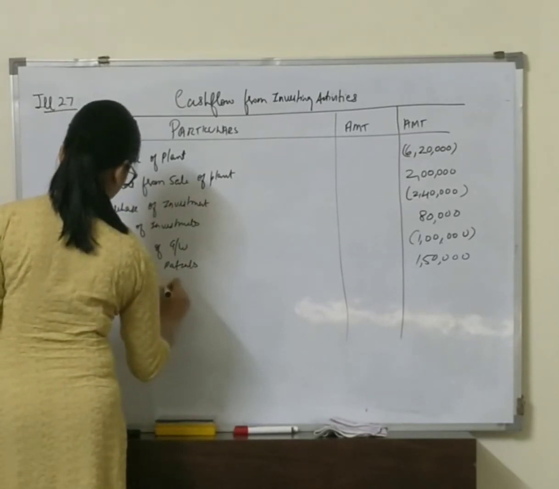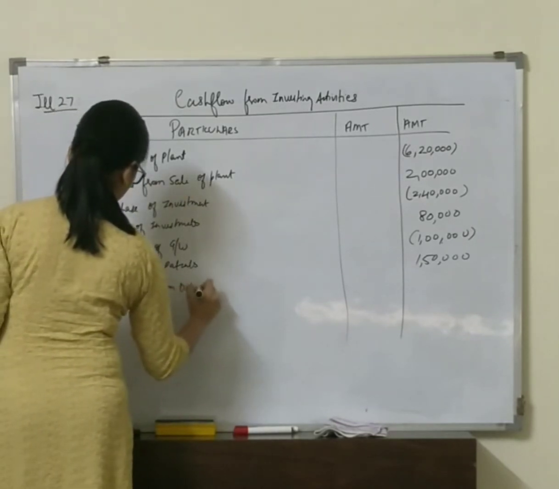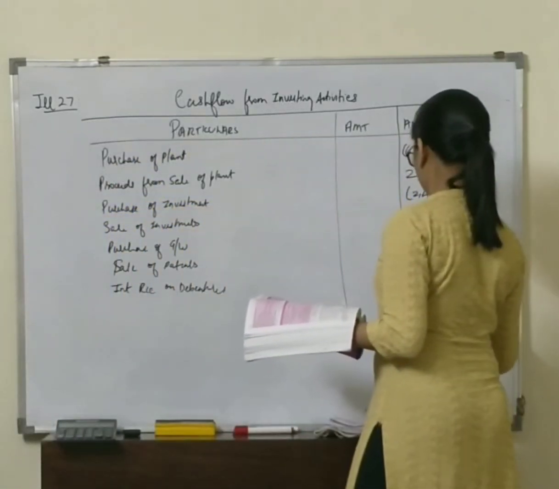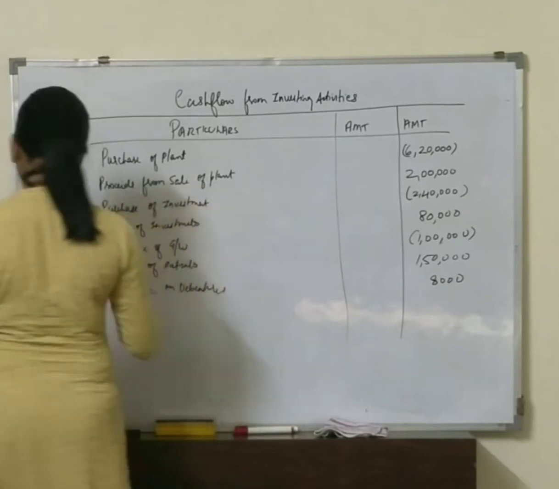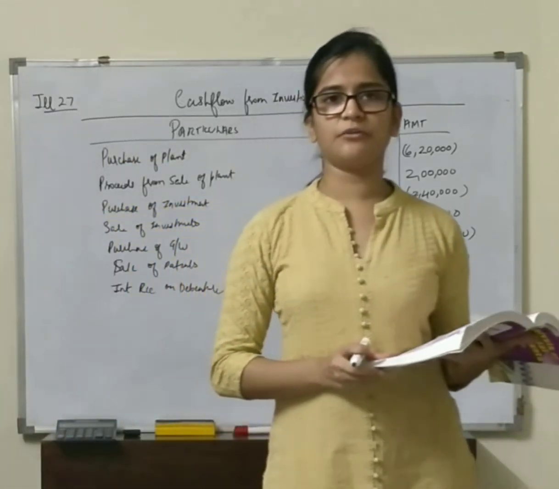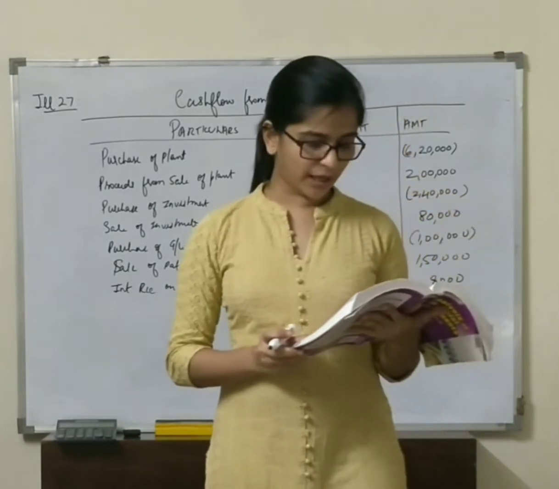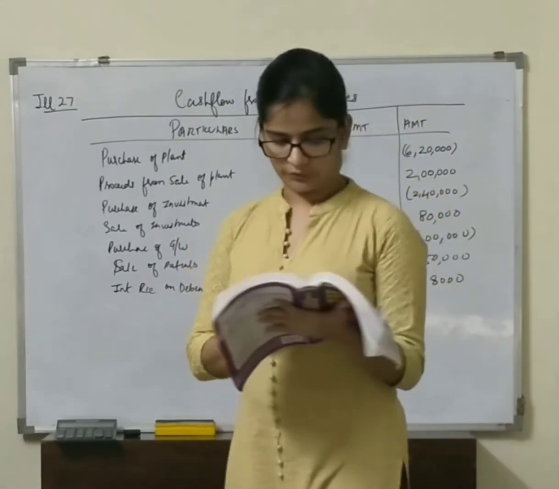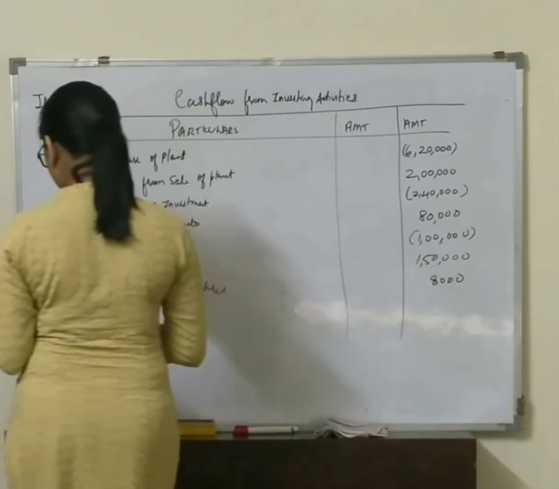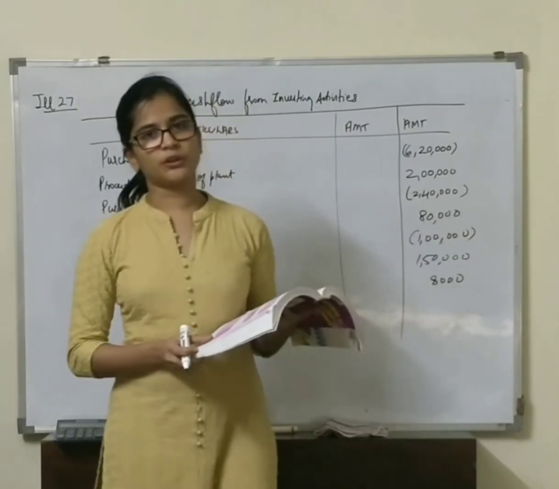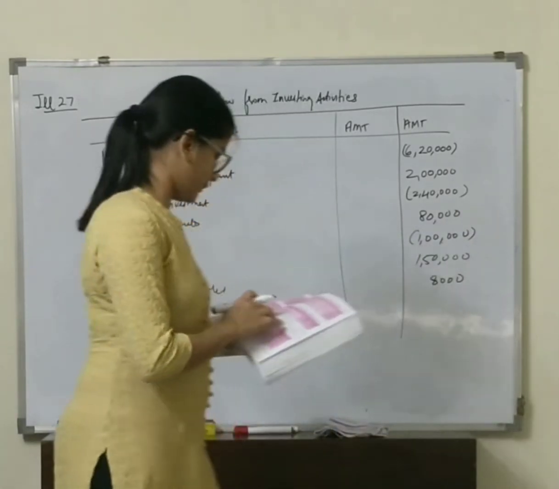Interest received on debentures. It would be a plus figure. Why? Because it is a cash inflow. Then we have interest paid on debentures. Interest paid on debentures will not be an investing activity, but it will be a financing activity. Why? Because there is an issue of debentures. Anything which is related to your issue of the debentures or equity share will always be a financing activity.